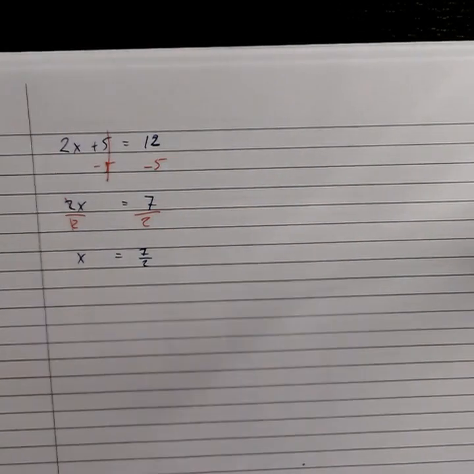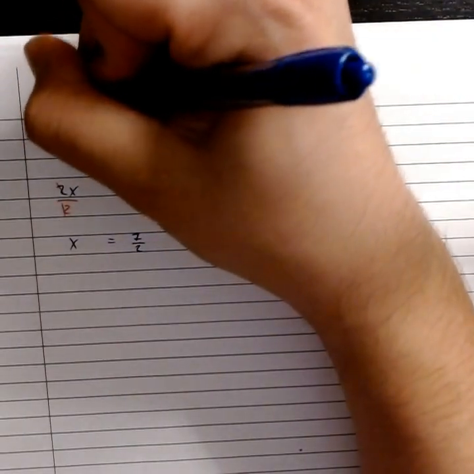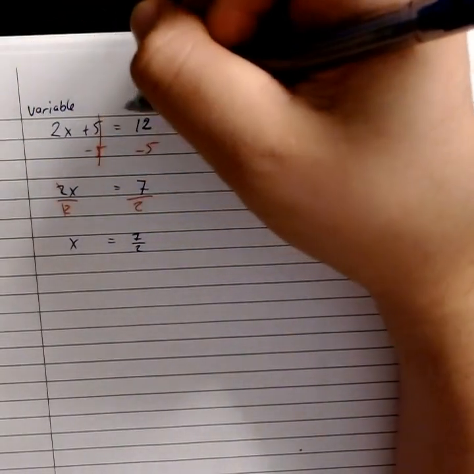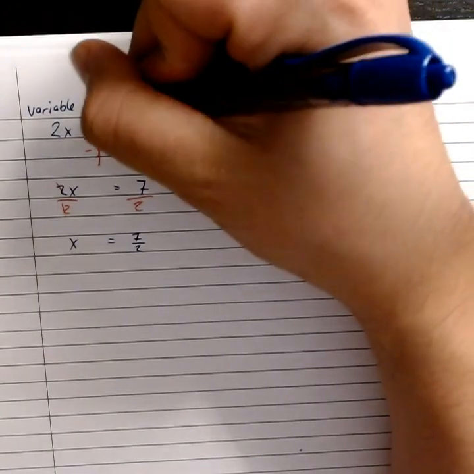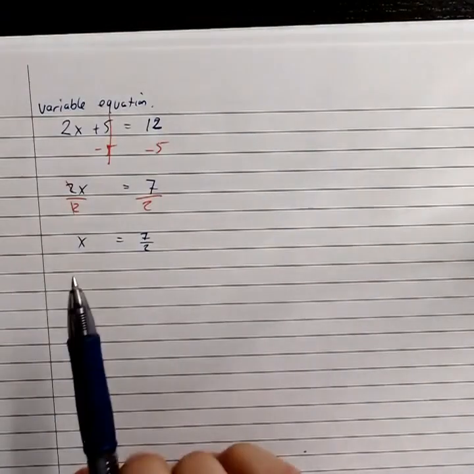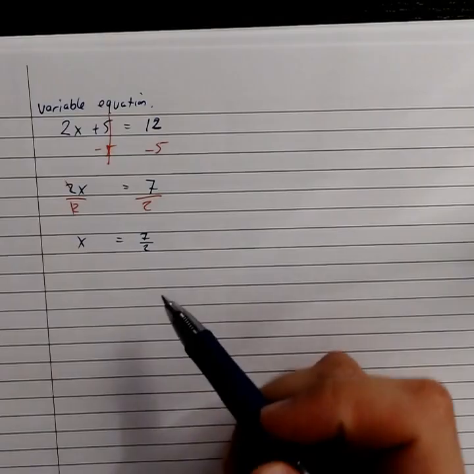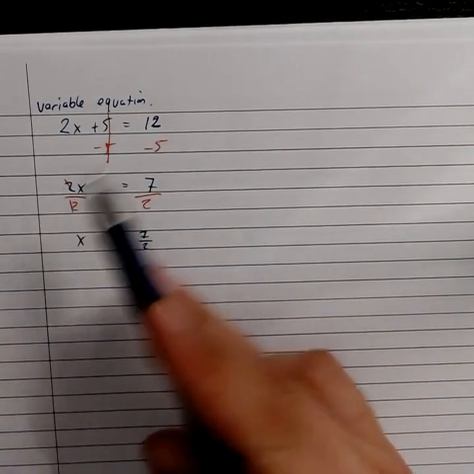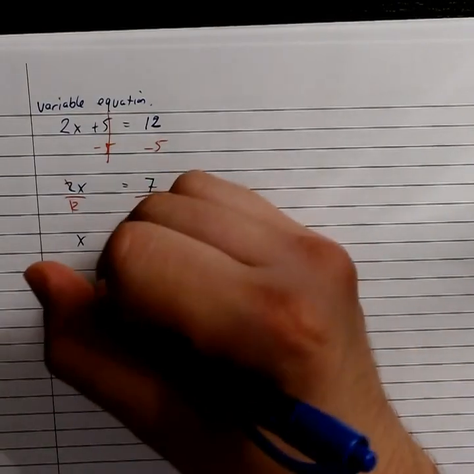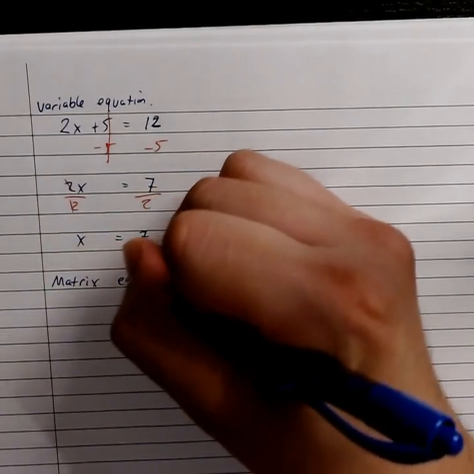Okay. Well, now let's talk about, so this is a variable equation. It's an equation that has a variable, and you're trying to solve for the variable. Well, remember, matrices are objects, mathematical objects, just like variables and numbers are. So just like we can have an equation with numbers and variables, we can have an equation with a matrix. So this is called a matrix equation.